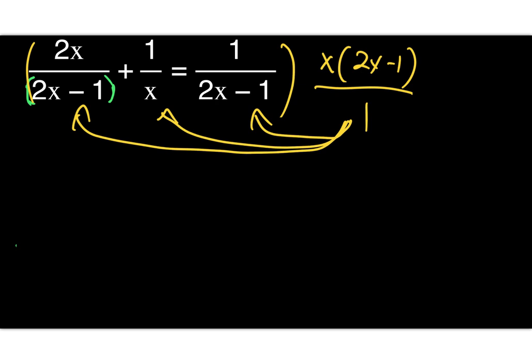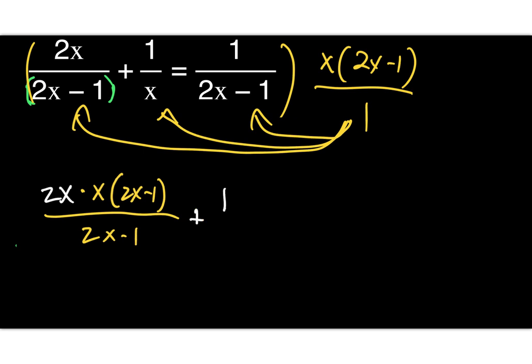So when I do that, I will have the original 2x times x times 2x minus 1, and it's going to be all over 2x minus 1. So that's that first fraction.